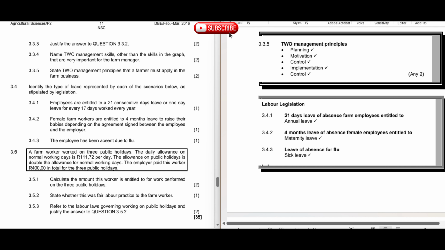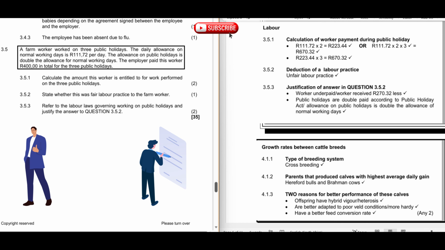3.4.3. The employee has been absent due to the flu. A leave of absence due to the flu is sick leave. 3.5. A farm worker worked on 3 public holidays. The daily allowance on normal working days is 111.72. The allowance on public holidays is double that on normal working days. The employer paid this worker $400 in total for the 3 public holidays. 3.5.1. Calculate the amount this worker is entitled to for work performed on the 3 public holidays.